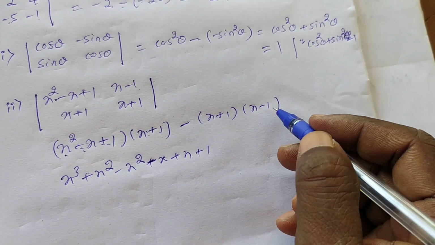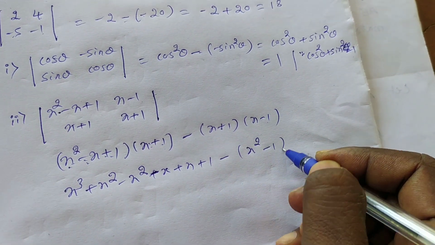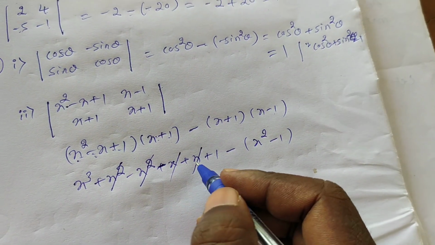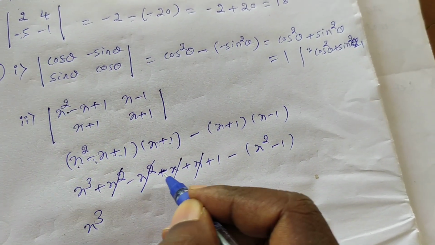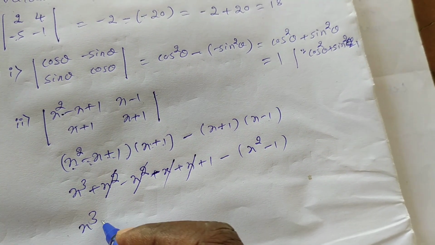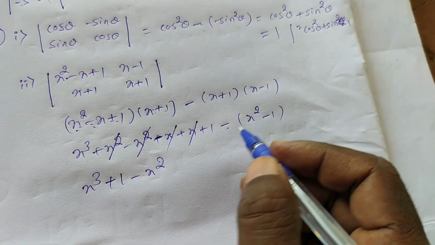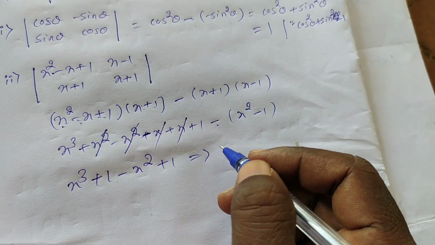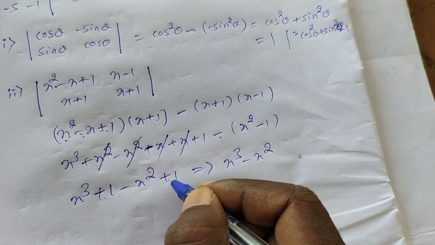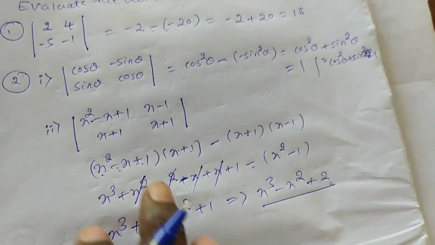This is in the form of a plus b into a minus b, that is a square minus b square, that is x square minus 1 square, nothing but x square minus 1, plus x square, minus x plus x cube, plus 1, minus x square, minus into minus plus, that is nothing but x cube minus x square plus 1 plus 2. This is the result. This is the answer of this determinant.